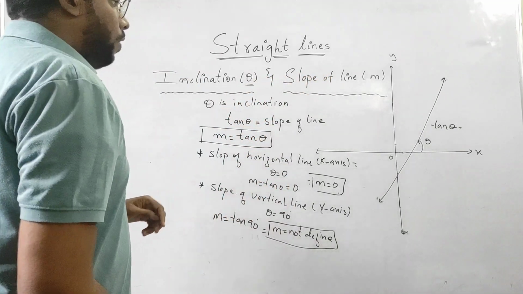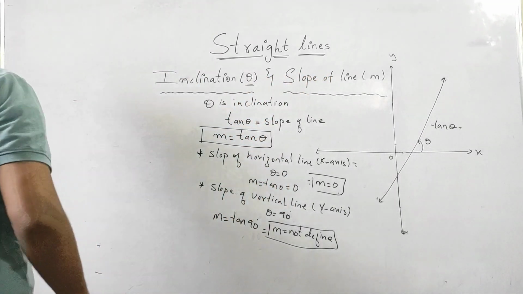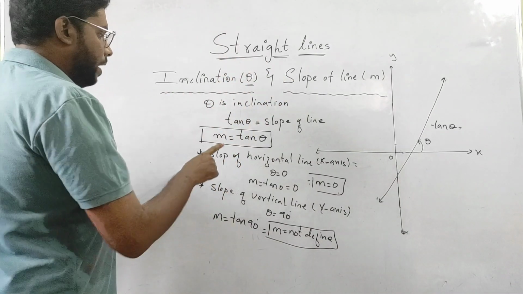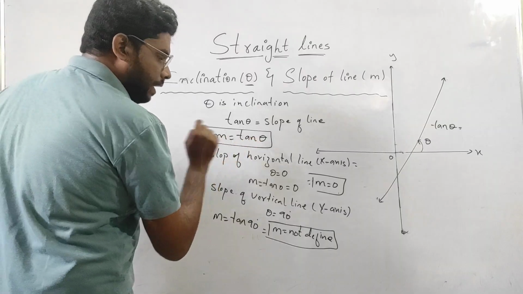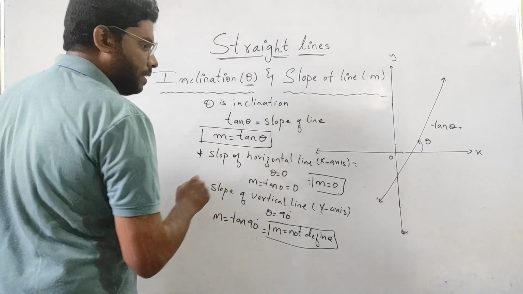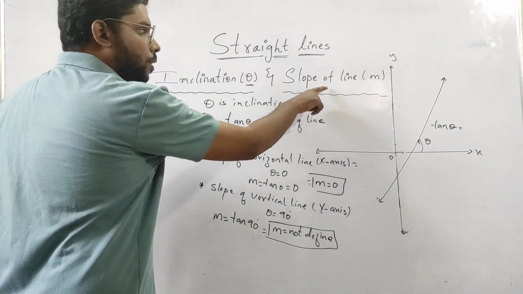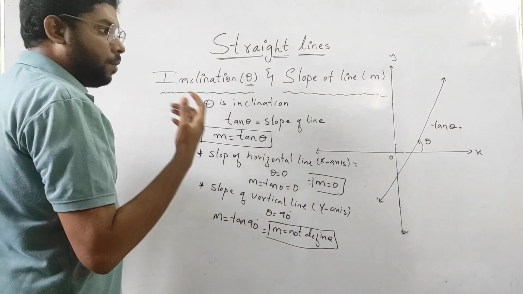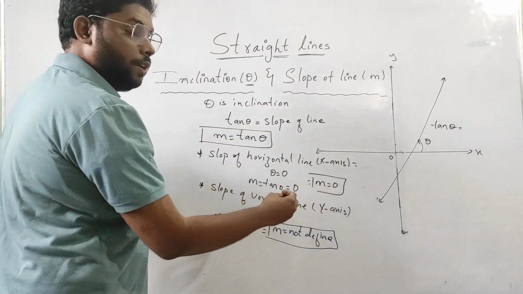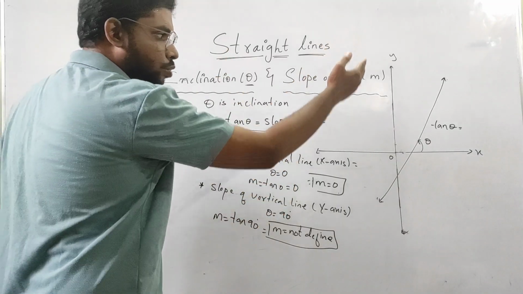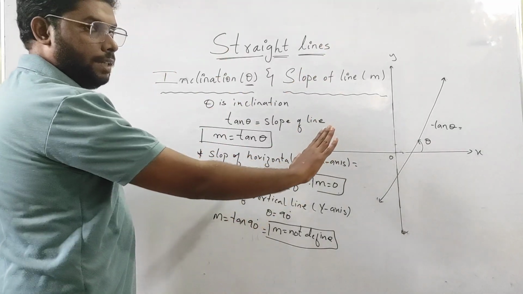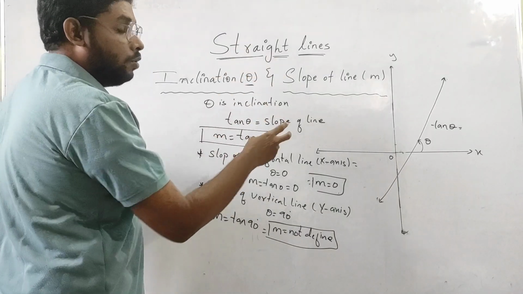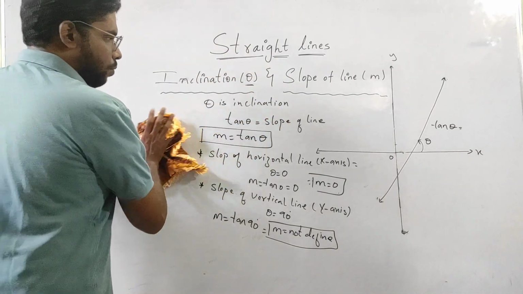Now we will derive a formula for how to find the slope. In one case, we can find the slope when the inclination is given: when theta is given, we can find the slope of a line using the formula m is equal to tan theta. But what if they have given us 2 points and not the inclination? Then how to find the slope? We find the slope of a line using 2 points. Let us derive the formula.